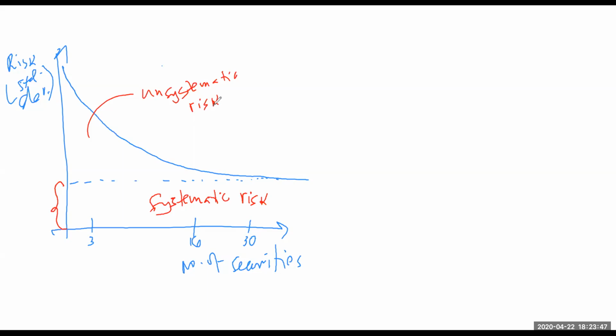There was a time the examiner asked you to draw this graph, to make a distinction between the systematic risk and the unsystematic risk. So go to your question bank, where one of the past paper questions asked you to draw this graph. Look for it, and in case you find it before me, let me know.